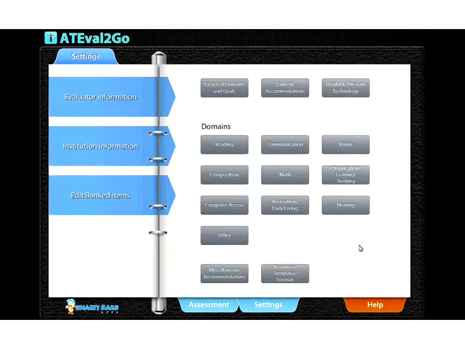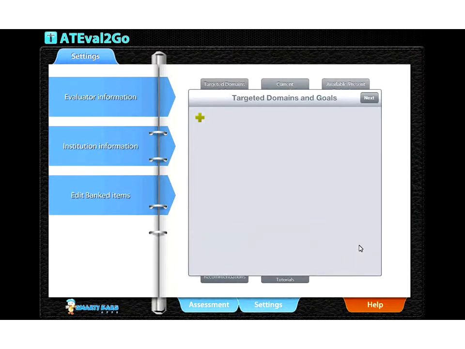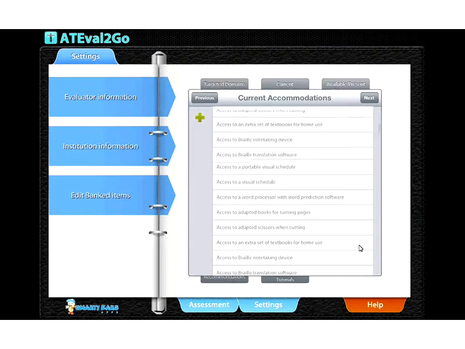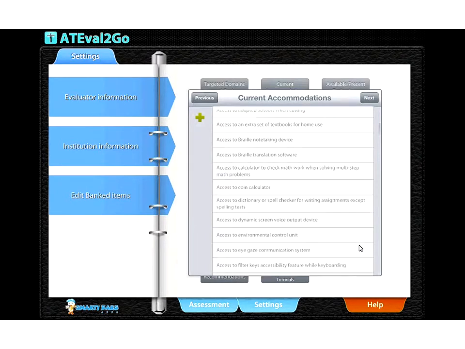So how this would work, if we tap on targeted domains and goals, you'll see there aren't any in there. There's a plus key. If we hit plus, we can add a targeted domain if we want. If we hit next, that takes us to the next option here. And so here's all the things they would have under current accommodations. They have a bank of things in here already. I'll slide it up just a little. I'm not going to do it too much because it's going to take a while to refresh on your screens. They've got a lot of things already in there.